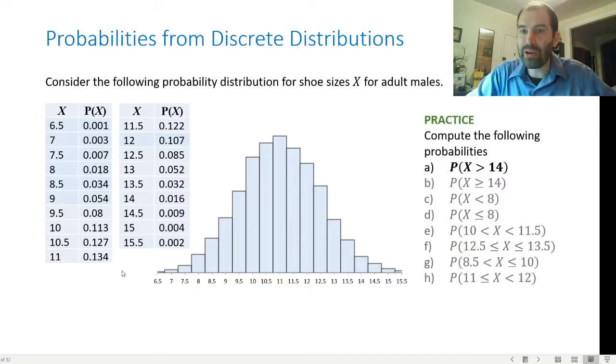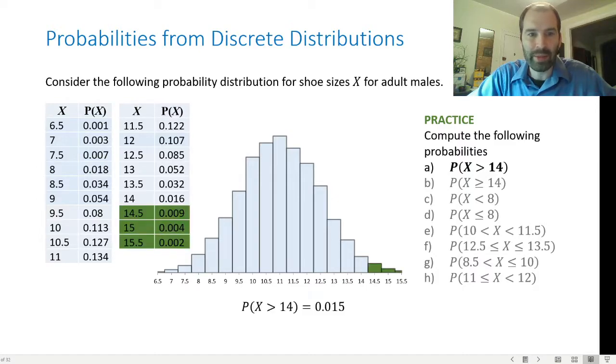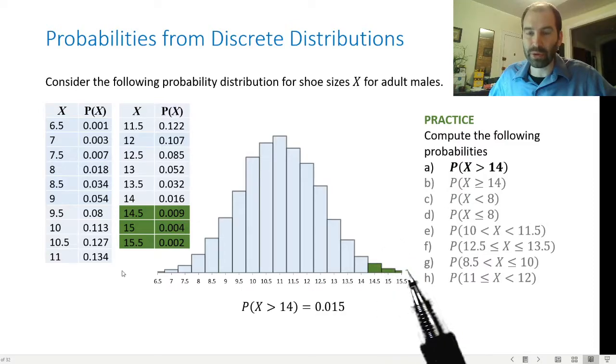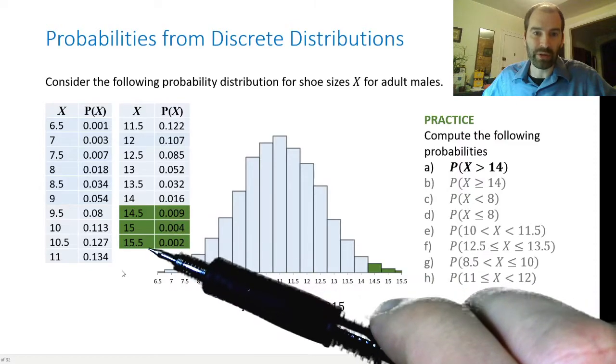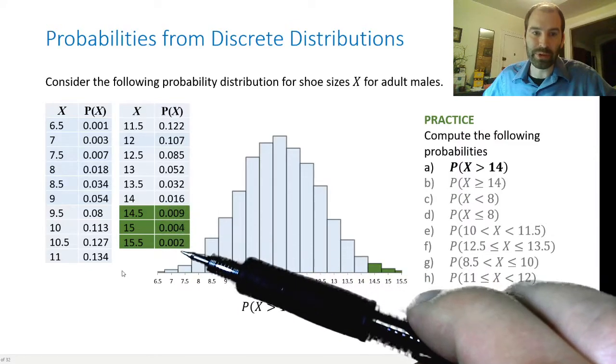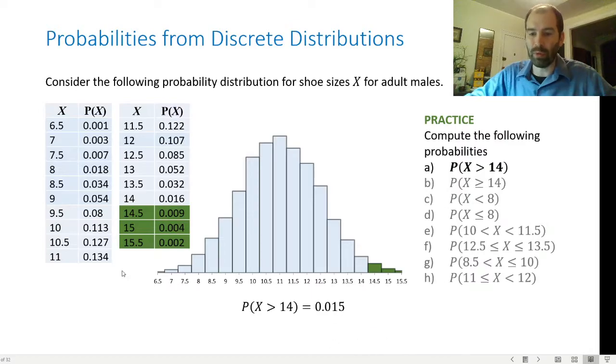Probability that x is greater than 14. I invite you to pause the video each time I go through one of these. I'm going to go through them somewhat quickly, but you can pause the video and determine it on your own, and then we'll check your work with what we say together here. So x is greater than 14. What does that mean? That means we are to the right of 14 on the graph, so it's 14.5 or more, and these are the numbers that are greater than 14. And so we're adding up these probabilities. When you add them up, you get 0.015.